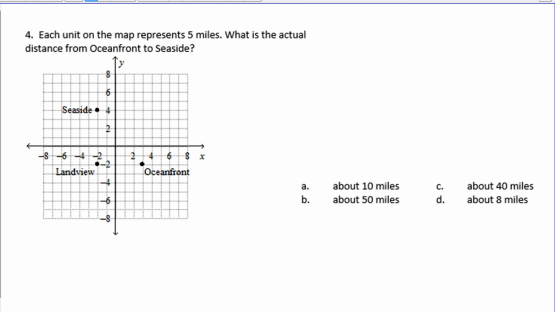Problem number 4. So this one is saying each unit on the map represents 5 miles. We're going to use that at the end. And they want to know the distance from oceanfront to seaside.